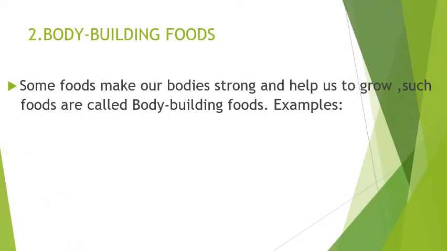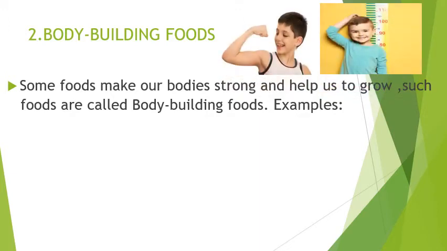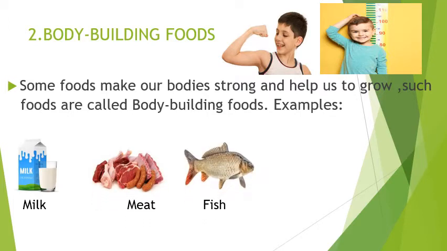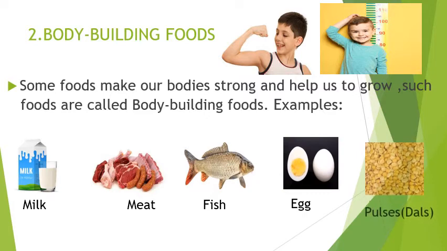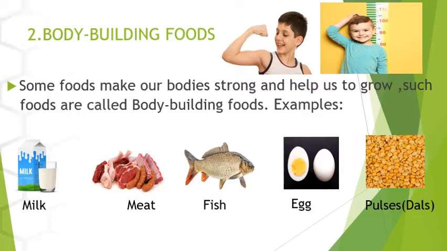Some foods make our bodies strong and help us to grow. Such foods are called bodybuilding foods. Examples of bodybuilding foods are milk, meat, fish, egg and pulses, that is dals. Okay, so if you want to grow taller and stronger, you have to eat all these foods which are called bodybuilding foods.